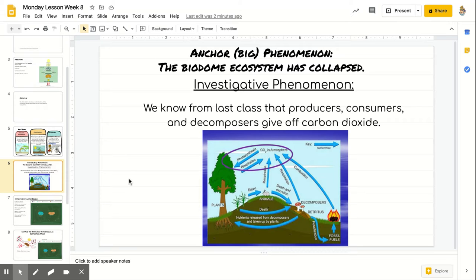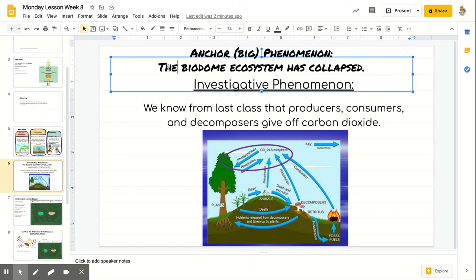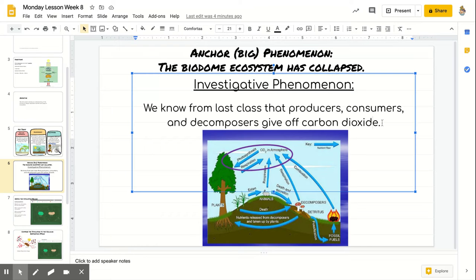So as we look at our big phenomenon, which is that we know the biodome ecosystem has collapsed and we're trying to figure out why, our investigative phenomenon for this specific chapter is that we know from last class that producers, consumers, and decomposers give off carbon dioxide. We see these arrows, if you remember from last class, giving off carbon dioxide. All these organisms do respiration, which is the process giving off carbon dioxide.